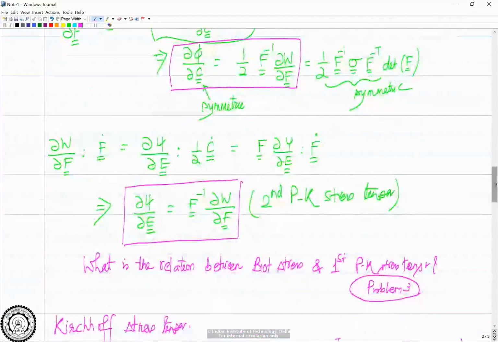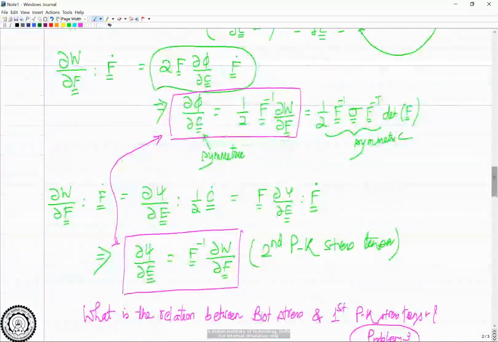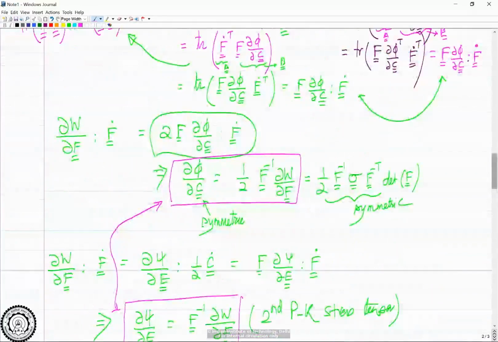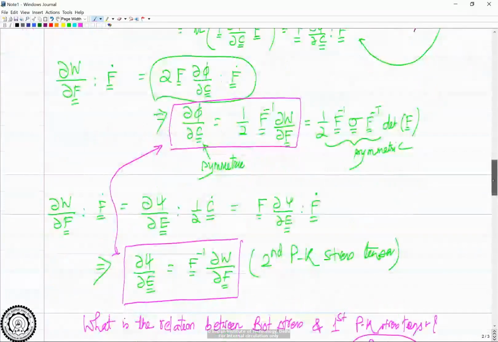So can we say that S is simply half of del phi by del C? If you relate these two, del psi by del E is S, so S is half of del phi by del C, isn't it? Have I made some mistake somewhere? Yeah, I think, sorry, S is twice of del phi by del C, it is not half.